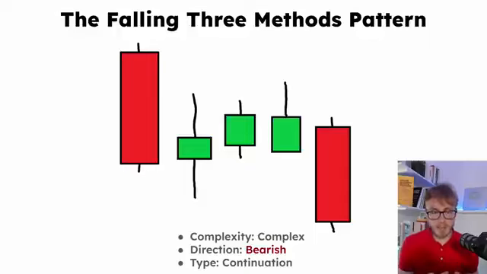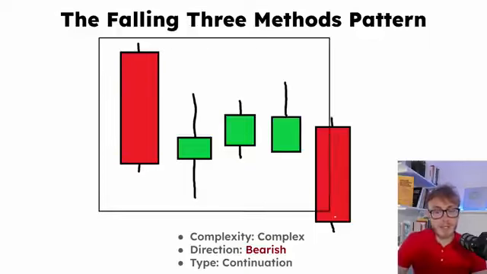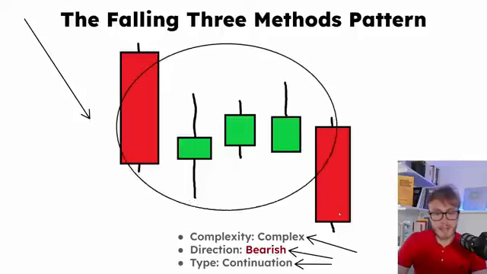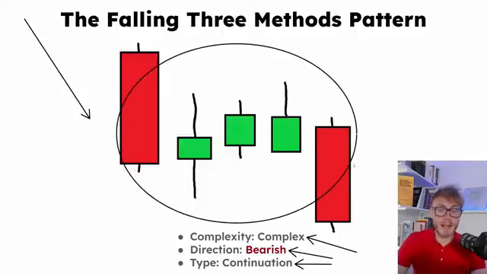All right, so now it's time to take a look at the falling three methods pattern. And this right here is a pretty large pattern consisting of 5 candlesticks. Or in other words, it's a complex pattern. The direction is bearish and the type is continuation. So before this pattern appears, we need to see a downtrend. Then we see the actual pattern, and the goal of the pattern is to continue to push the price down.